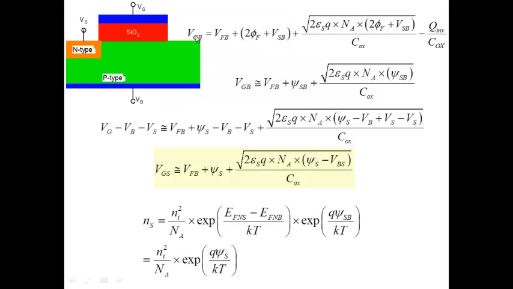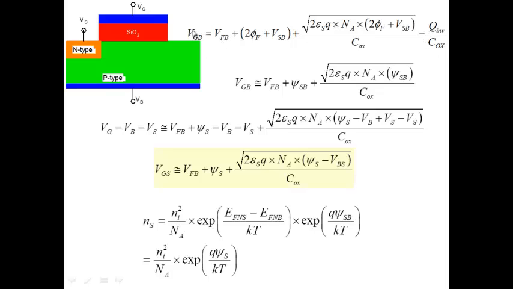Then why is it that inversion charge changes linearly above threshold? Above threshold, what is happening? This term becomes relatively fixed. This term is fixed, and then only this one is increasing, and the Q inversion increases linearly with VGB. But below threshold, this is negligible here.